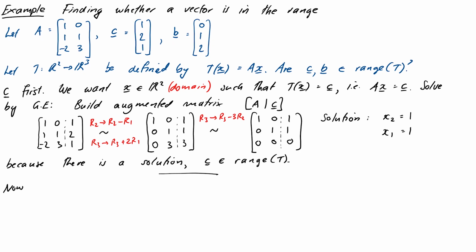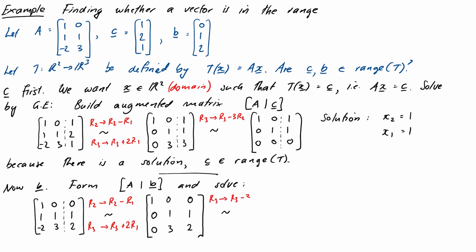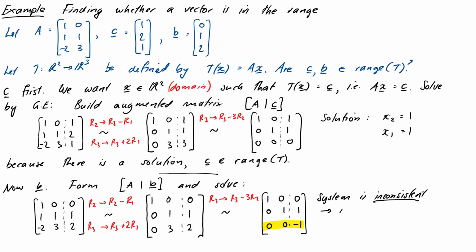Now let's try and do the same thing again for B. Once again, we'll build the augmented matrix and row reduce it. So I'm going to take it to row echelon form, which will give me the matrix 1, 0, 0, 0, 1, 1, and this time the bottom row is 0, 0, negative 1. That bottom row tells us that our system is inconsistent, meaning there are no solutions, and therefore B is not in the range of T, but it is in the codomain.